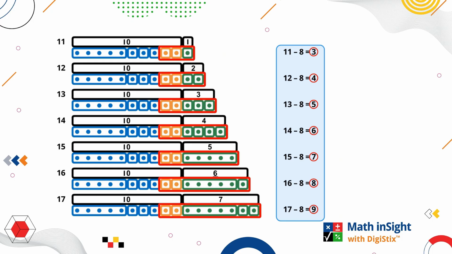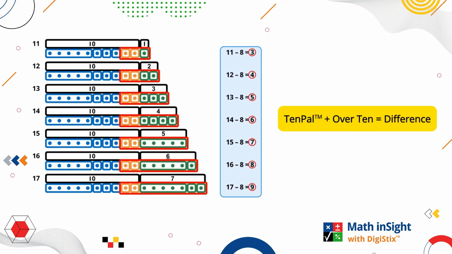In each case, the total we add to 8 is the answer to the subtraction problem. It's the total of the 10 pal, which is 2, and the number over 10. The total is the answer to the subtraction problem. So, now, we've turned subtraction into an addition problem, which is easier to do. Here's a quick reminder. To subtract 8 from a number over 10, we add the 10 pal plus the number over 10 to find the difference.